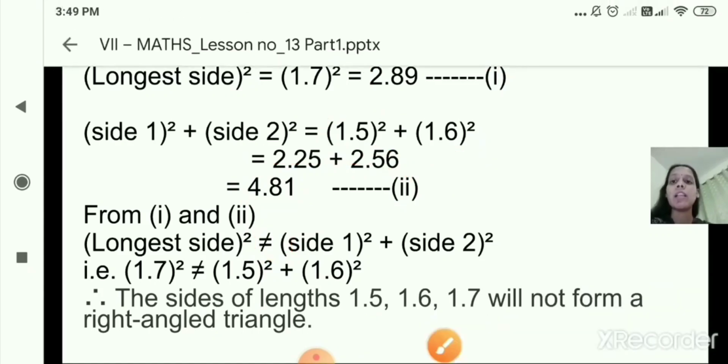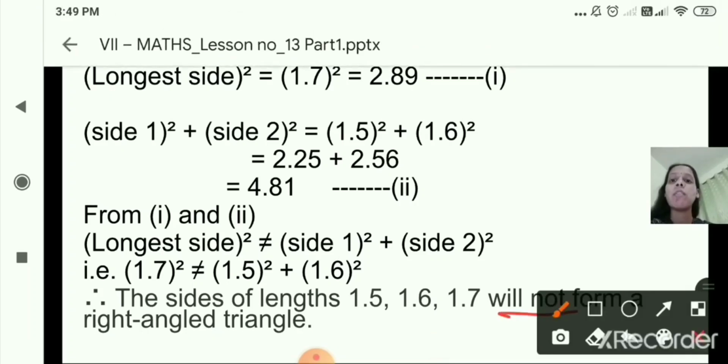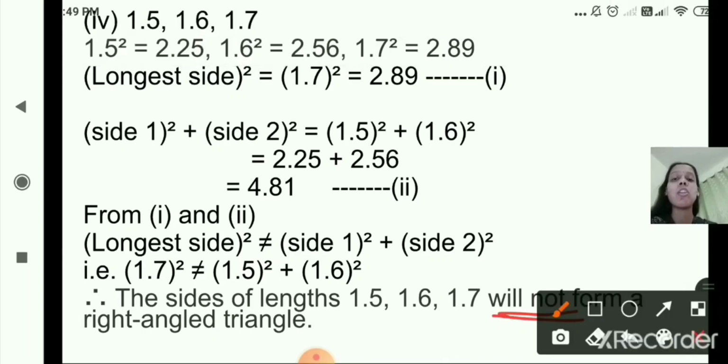Now you will write down, will not form a right angle triangle. See the final statement. The sides of lengths 1.5, 1.6, 1.7 will not form a right angle triangle. They are not forming a right angle triangle. Why are they not forming a right angle triangle? Because longest side square is not equal to side 1 square plus side 2 square. Because of this, they are not forming a right angle triangle. Okay, hope you are clear with this sum.